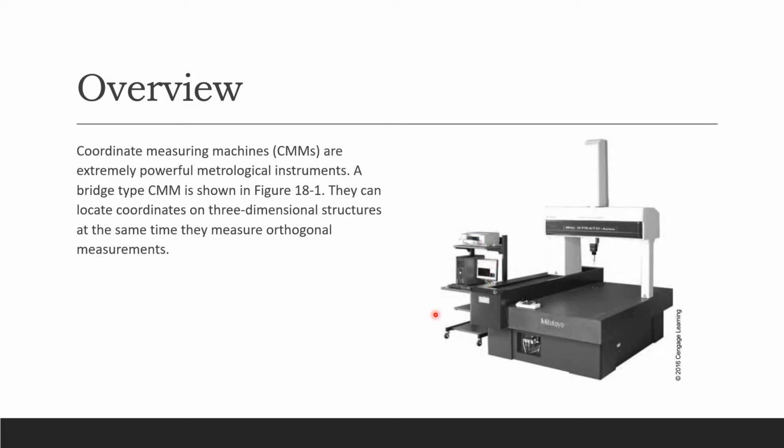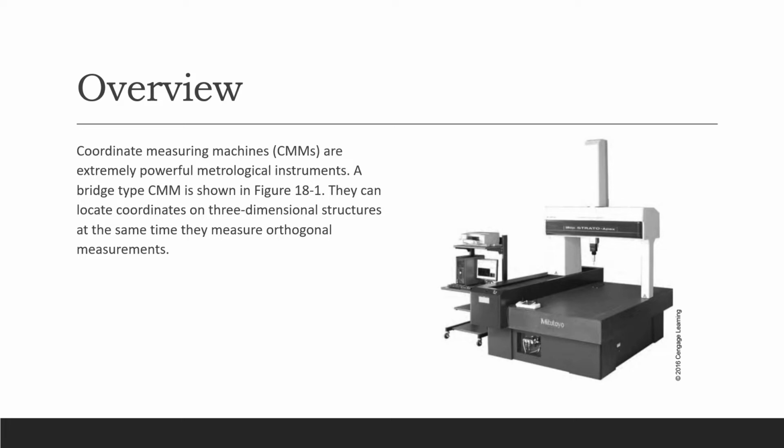And they can locate coordinates, again your X, Y, and Z axis. And you can do it on three-dimensional structures. So that's your 3D. And we can do that at the same time. They measure the orthogonal measurements. Orthogonal, again, is your review. Okay, that's just we're measuring involving the right angles.